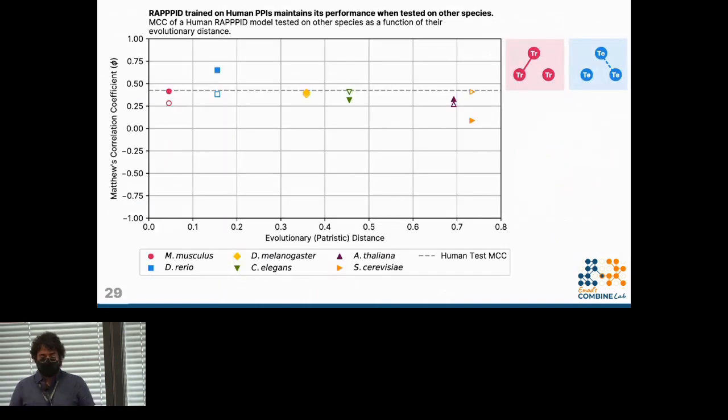Another thing that we were really happy about was that Rapid performs well across species on the cross-species task. So this graph illustrates that Rapid, when it is trained on human PPIs, maintains its performance when tested on other evolutionarily distinct species. On the y-axis, we have the Matthews correlation coefficient that measures our performance. And on the x-axis, we have the evolutionary distance from Homo sapiens. The unfilled markers represent the performance that Rapid achieves when trained and tested on the species indicated by the color. So that's intraspecies. The filled markers are the cross-species performance. And what we can see is that for most cases, except for maybe the yeast at the far end there, we're doing really, really close to that intraspecies performance.